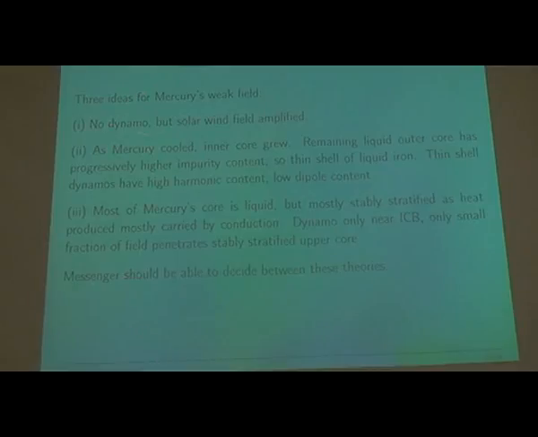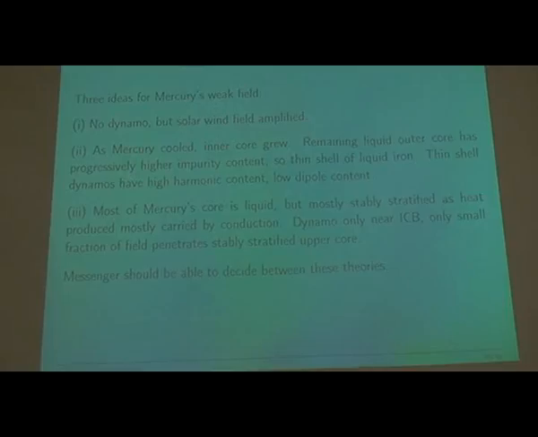One is that there's essentially no dynamo, but there's a solar wind coming from the sun, which is essentially amplified by the presence of Mercury. The idea is that Mercury is acting as an amplifier rather than a dynamo, which may be correct because the fields are very weak. They're not much bigger than the solar field that's coming around them.